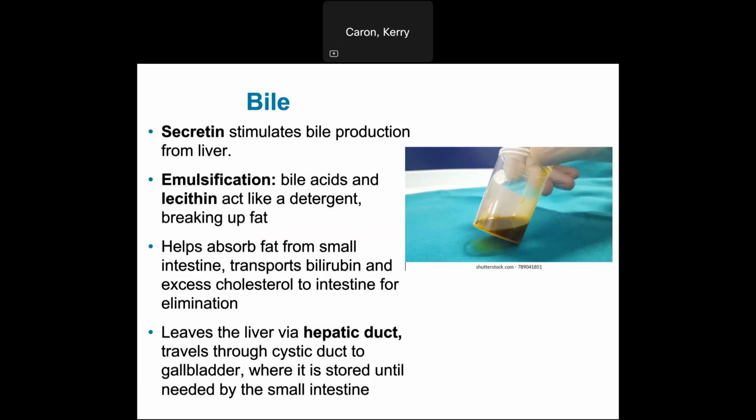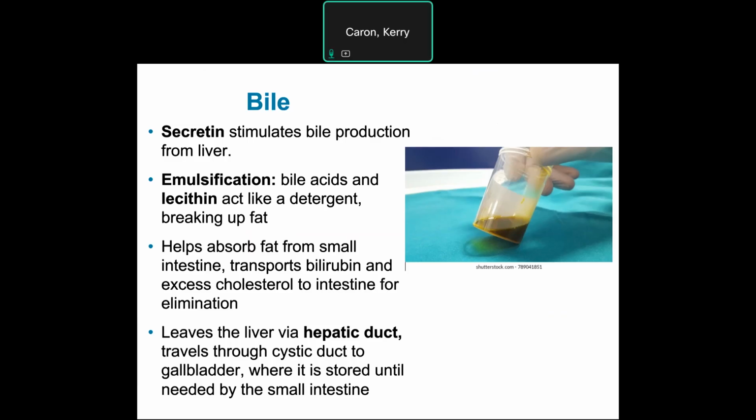Bile allows us to emulsify, emulsification. So we take the bile acid and lecithin, and that acts as a detergent, breaking up fat. If you know anything about salad dressing, we have fat, it separates, and you have fat and water below. The water and the fat do not mix. So we need a detergent to break up those fat molecules.